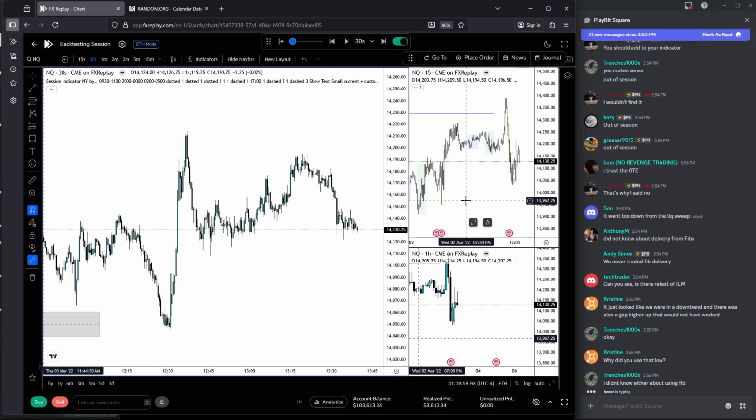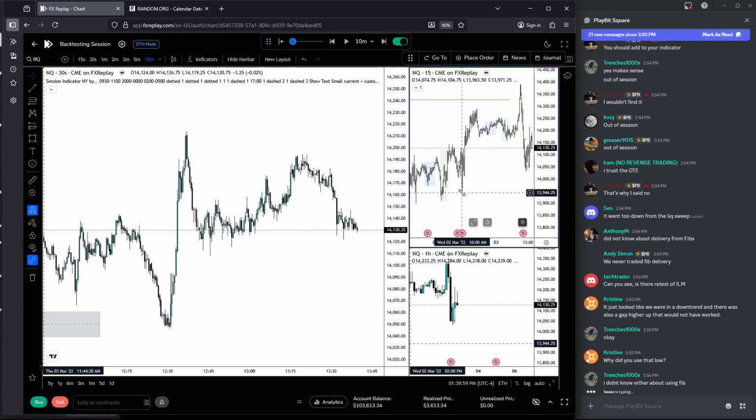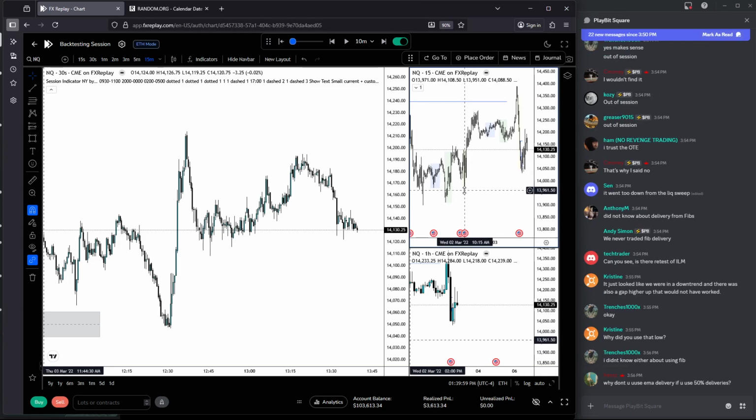Why do you use that low? Because that is the obvious swing low of the whole impulse, this whole move up. Which one's the most obvious swing low you see? It's this one, right? Now, if you go back here, then it's going to be this one. But this is the most obvious one, the first most obvious one.